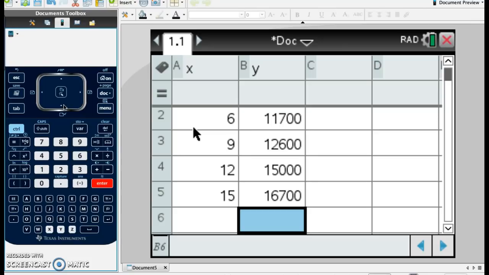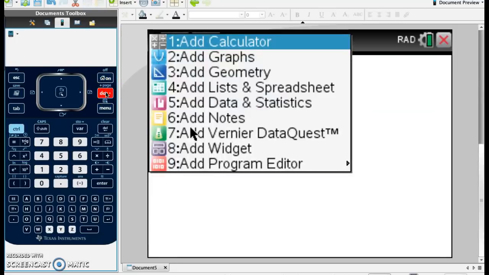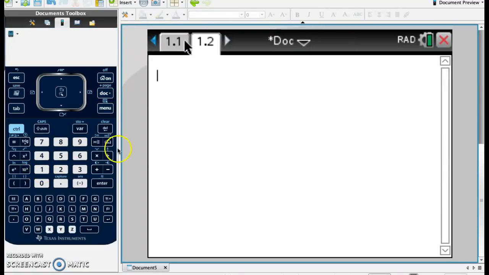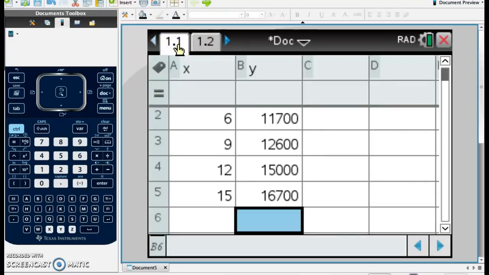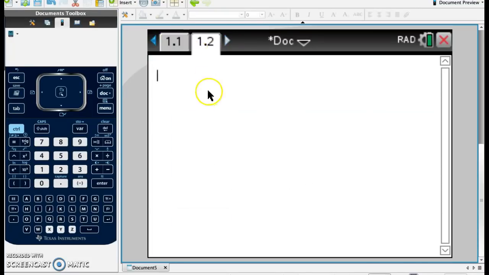So the next step for us to get r, we're going to have to add a calculator page. And to do that, we need to hit Control and Document, because that will allow us to add a page. And we want to do number 1, add a calculator. So notice we should have 2 tabs up here. 1.1 was the information we typed in. 1.2 is where we're going to now find the correlation coefficient.